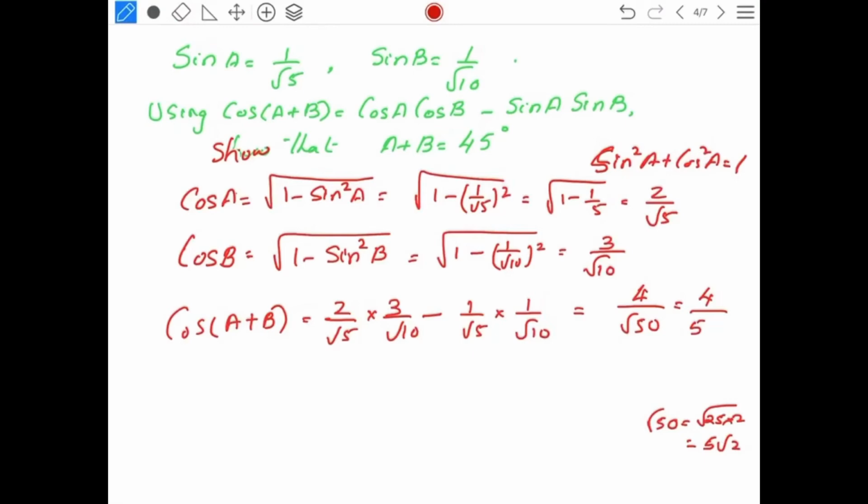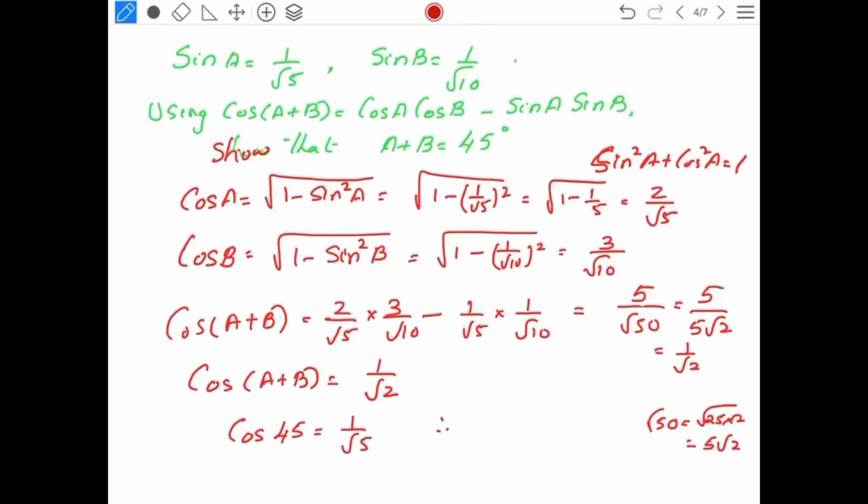Sorry, here the 3 into 2, 6 minus 1, 5 it is. So 5 by 5 root 2. So 5 and 5 get cancelled. You will get 1 by root 2. Now you got cos A plus B equal to 1 by root 2. Now we know cos 45 is equal to 1 by root 2. Therefore, A plus B equal to 45 degrees.